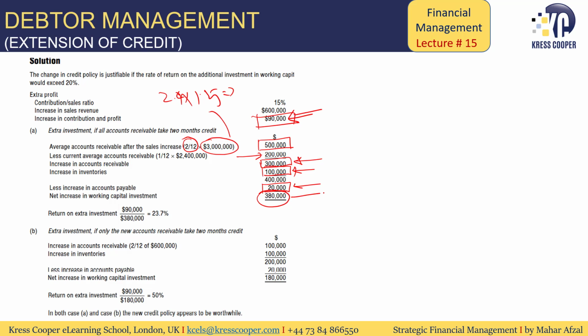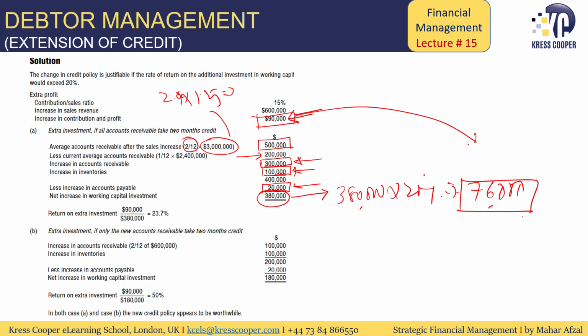My investment rate is 20%. So 380,000 into 20% is equal to 76,000. 76,000 is my incremental cost. The incremental benefit is 90,000. So the differential is a 14,000 benefit in the first option.